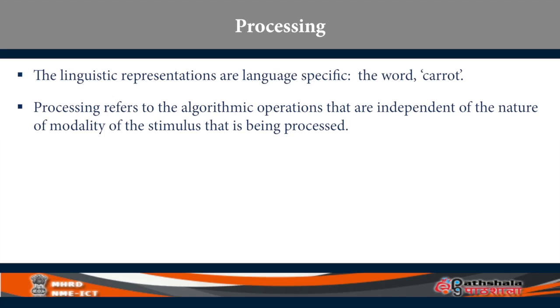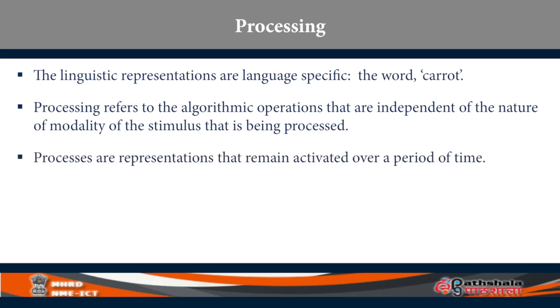You may have seen a carrot or you have heard the word carrot. Irrespective of whether you have seen or heard, there are some operations going on in our brain, some algorithmic operations, computation going on. So, processes are representations that remain activated over a period of time. Instead of focusing on phonemes and syllables, which are static, processing is about what happens to these phonemes or syllables over a period of time. So, I repeat, processes are representations that remain activated over a period of time.